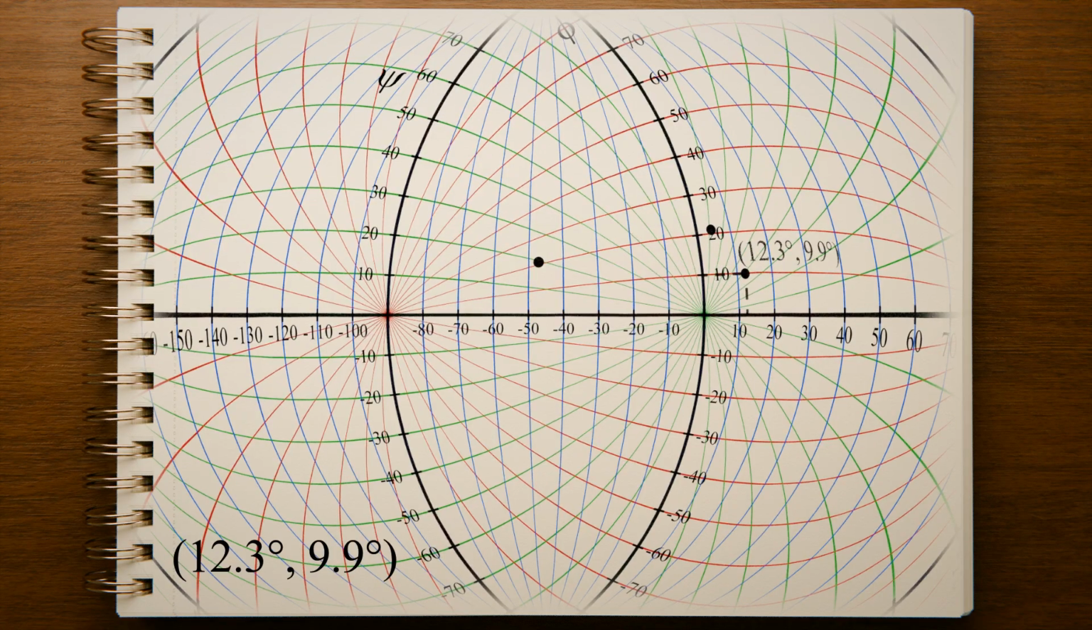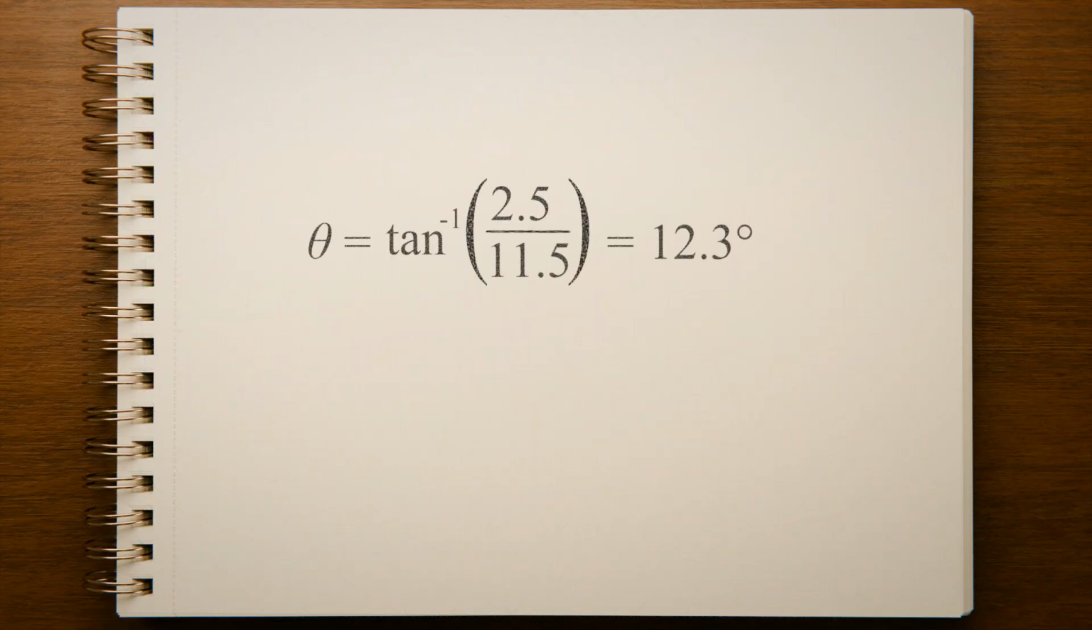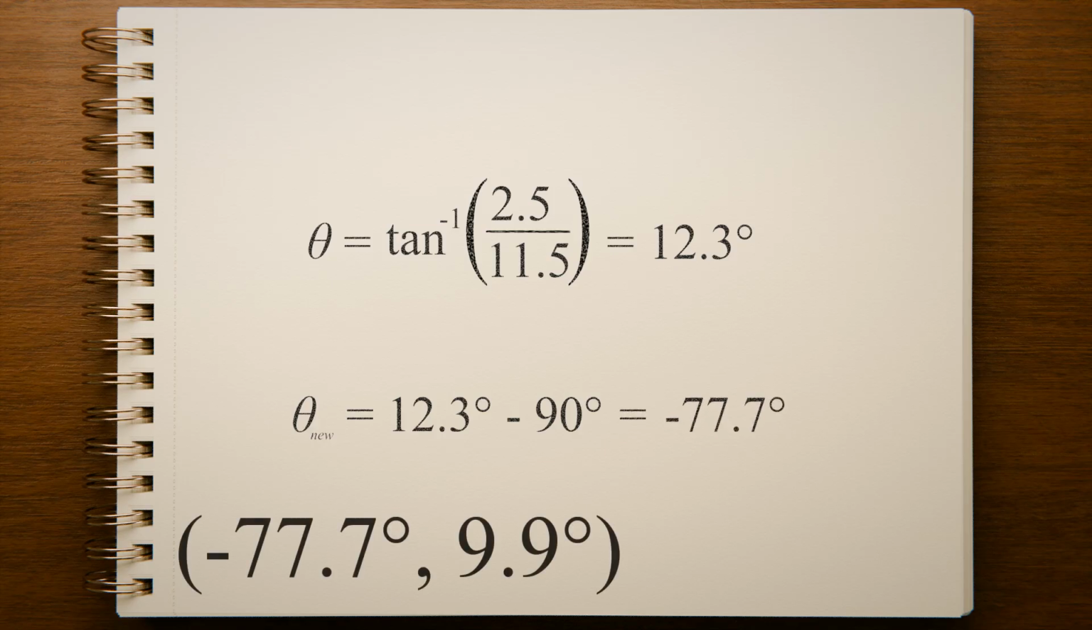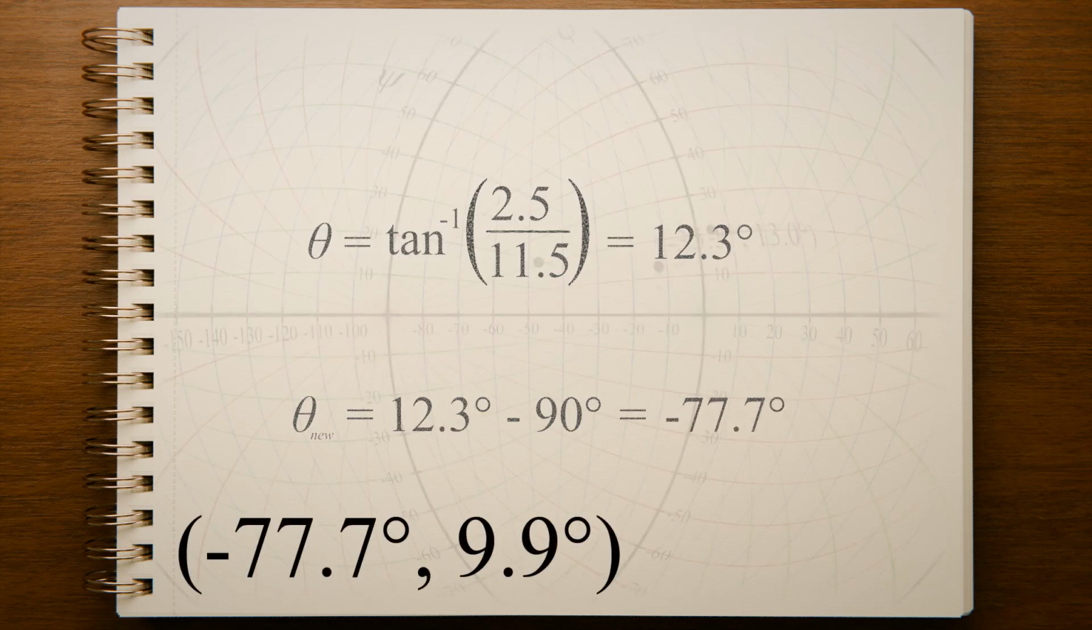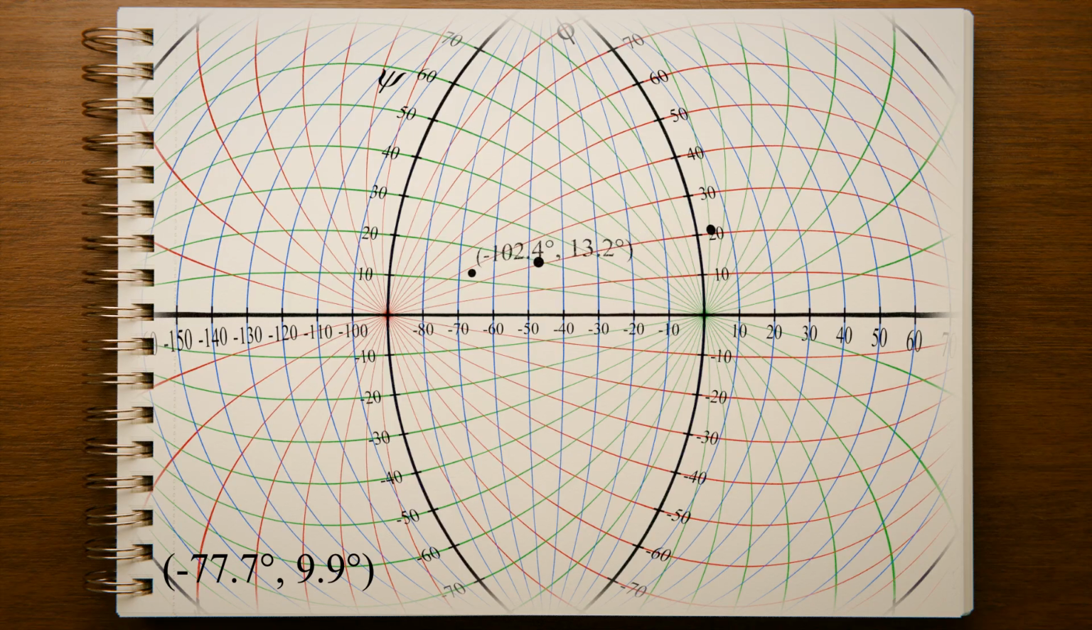But you can probably see that our numbers don't really add up properly. This is because the numbers on the theta axis are actually based on the right vanishing point. So what we can do is just take our calculated theta and subtract 90 from it to get the correct number. So the corrected coordinate is actually -77.7, 9.9. And then we can go ahead and put that down on our page right here.